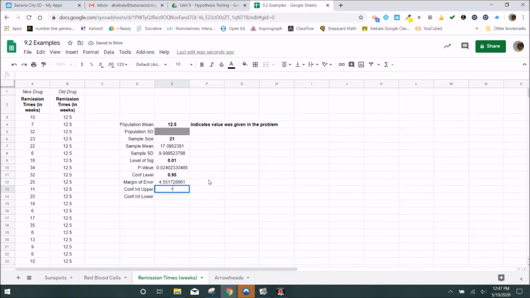So there's our margin of error. So we can now calculate the interval. We're going to take the sample mean, and for upper, we're going to add on the margin of error. And then for the lower, we're going to take the mean and subtract the error. Make sure you're clicking on the right things. If you click the wrong box, you're going to get some funky values. All right, so we'll go over what these values mean in just a moment.